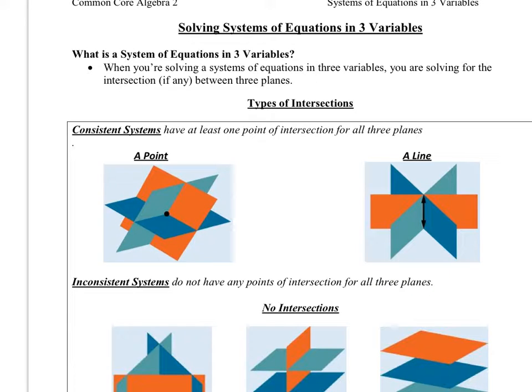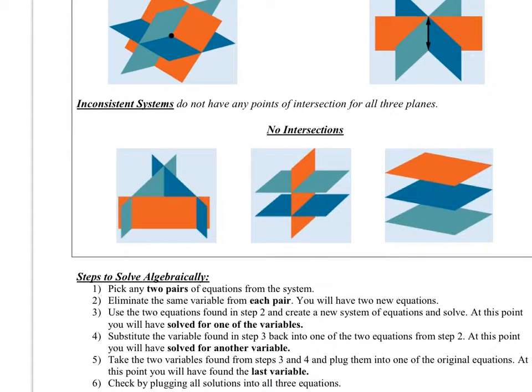So if you have a plane like this one right here, this orange one, and all 3 cross, they hit at a point. Most of the time, that's all we're going to be working with. It will end up with a point, an x, a y, and a z. But sometimes all 3 intersect at a whole line, which is pretty fantastic. And then there are the ones where they don't all intersect.